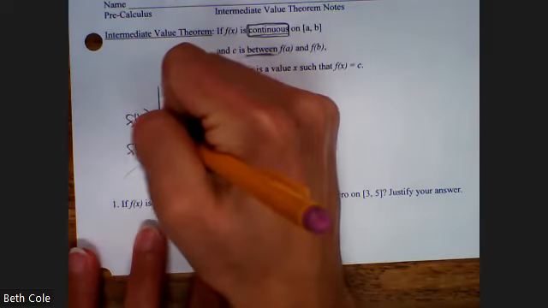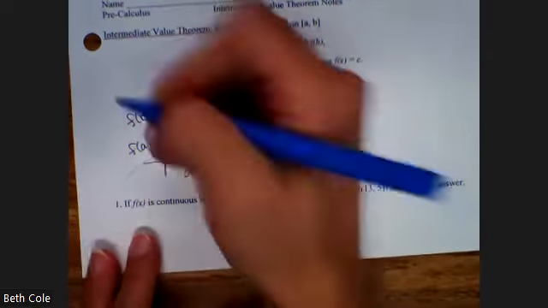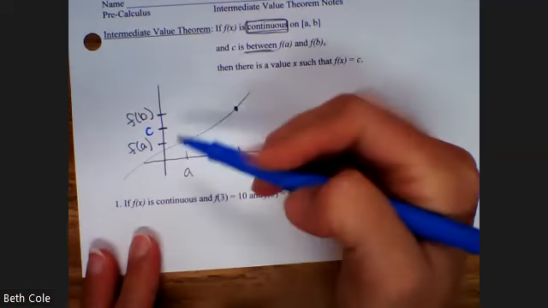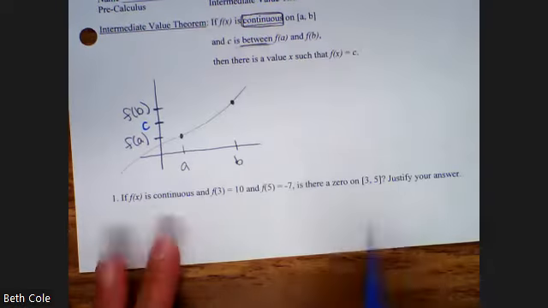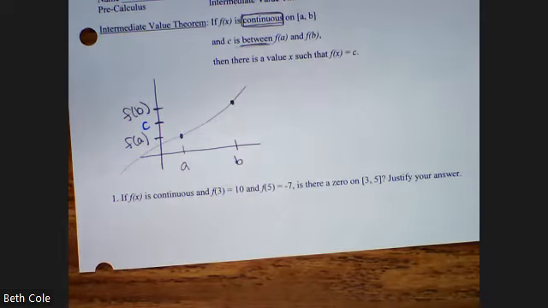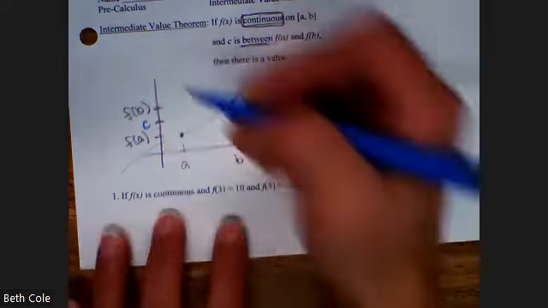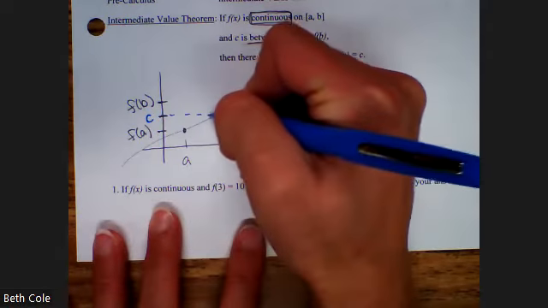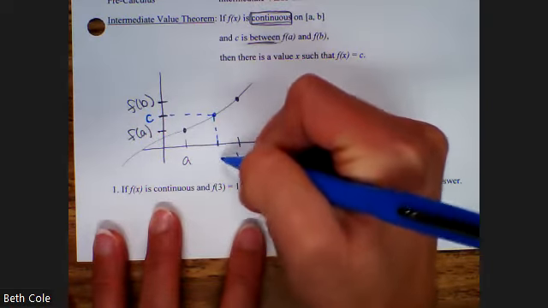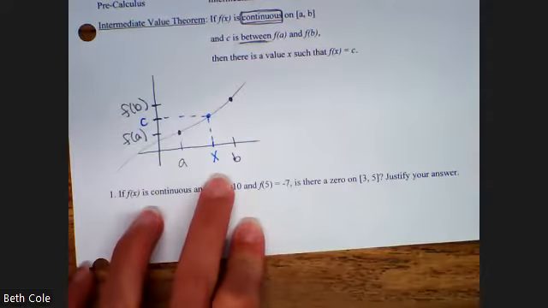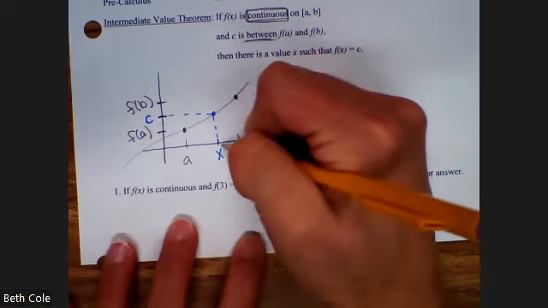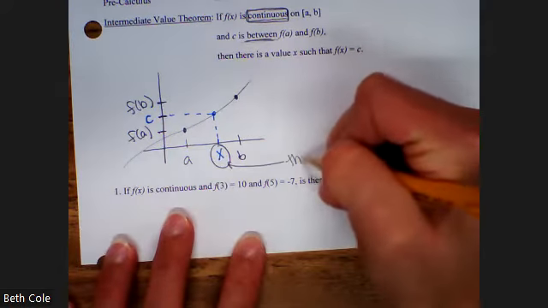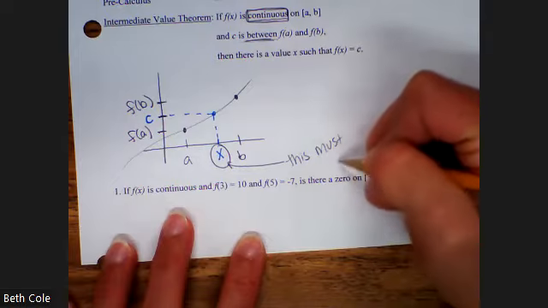If there is some value here, I'll use a different color, C, that is in between those. If there is some value C, and if you don't like that it's called C, I'm really sorry. You can call it any other letter of the alphabet you want, besides A and B. We used those already. If that value C exists, what we're saying is there's some X value that gave it to you. What the theorem is saying is this must exist.